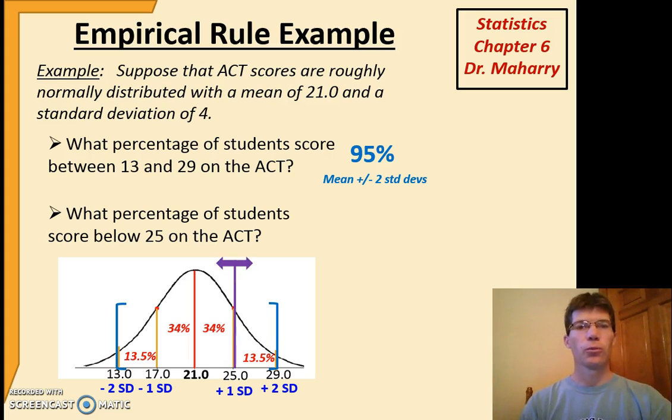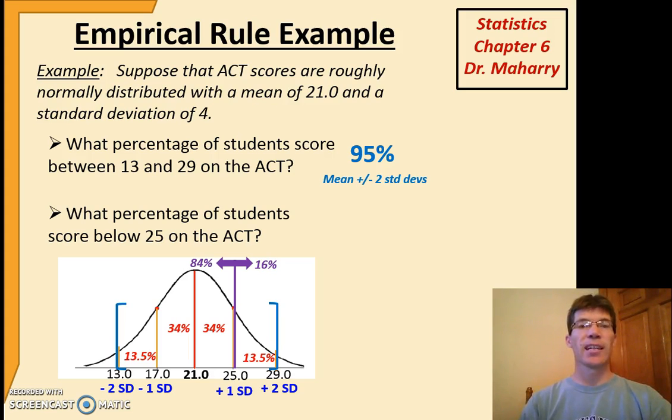Now suppose I asked what percent of students score below 25. So again, if I look at 25, it's here at 1 standard deviation above the mean. Well, according to the empirical rule, 1 standard deviation above the mean, there's 34% there, or 68% between plus and minus 1 standard deviation. We have a symmetrical distribution here. So if I think about this, that means there's got to be 84% below and 16% above.